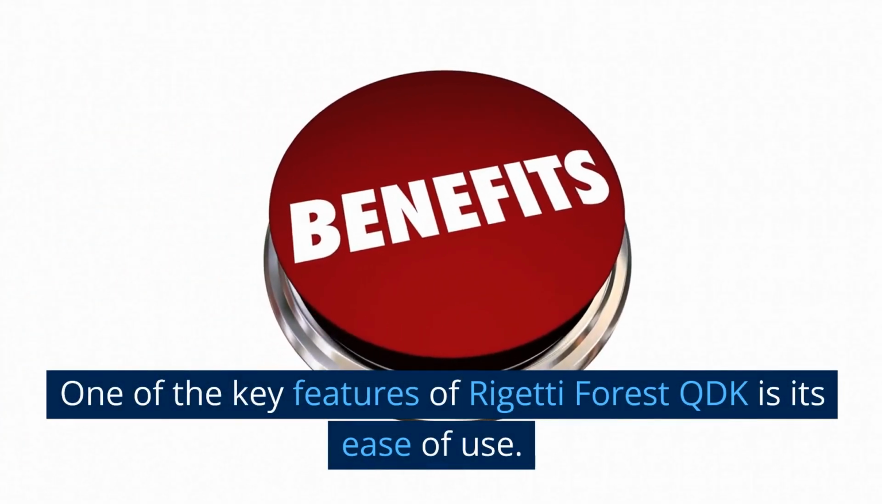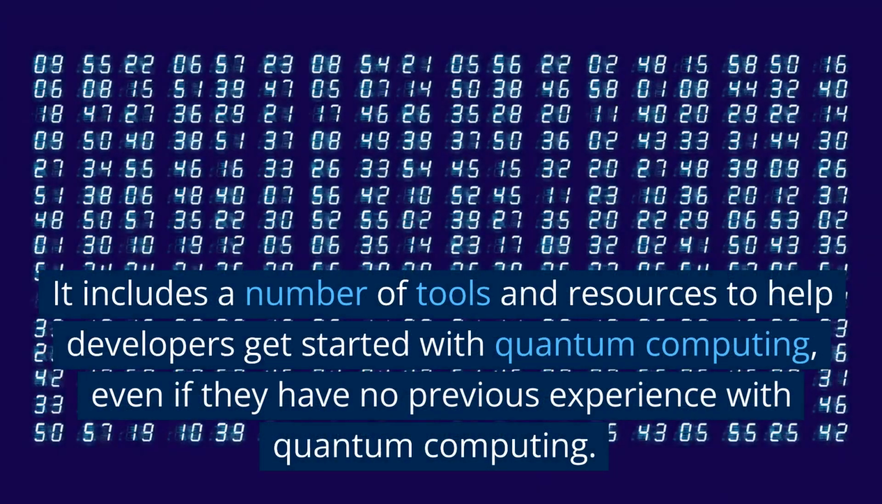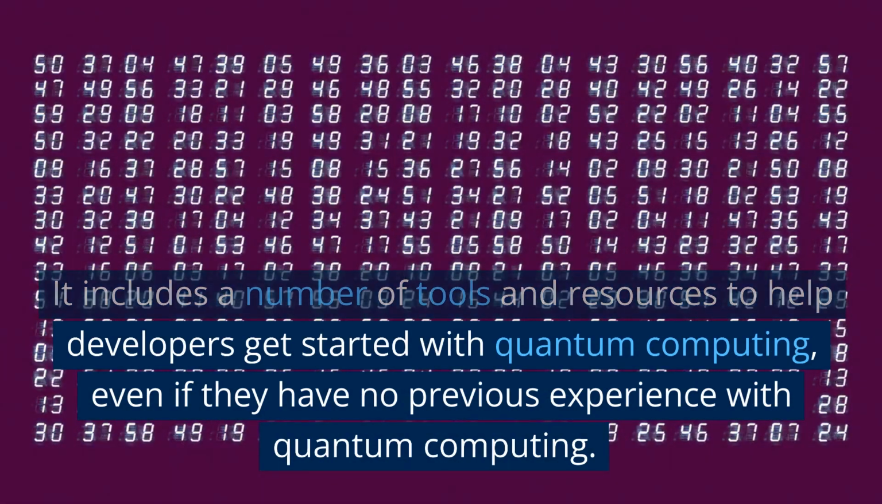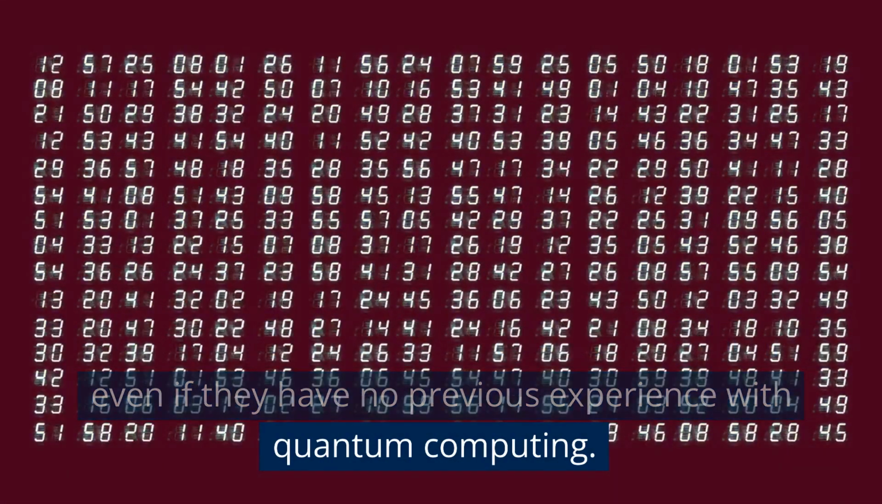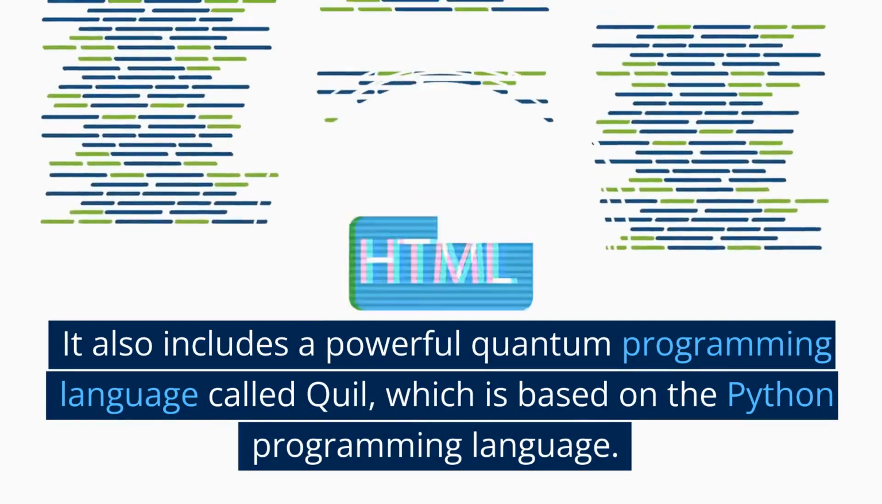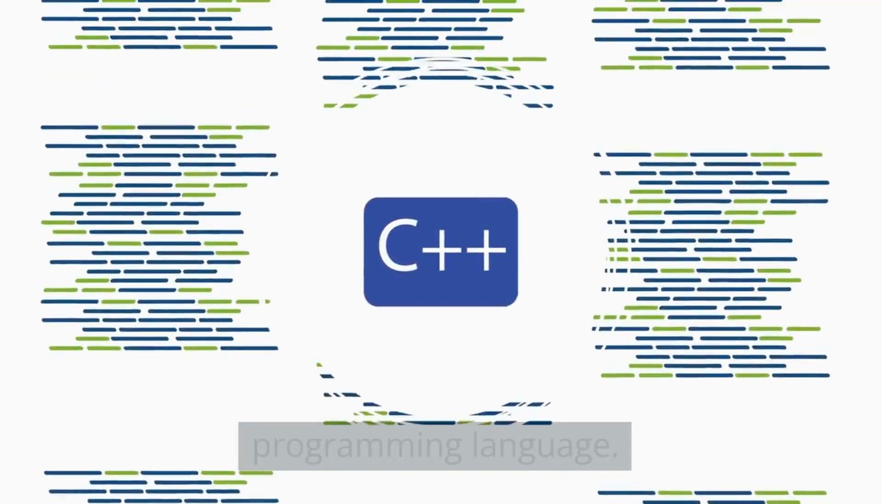One of the key features of Rigetti Forest QDK is its ease of use. It includes a number of tools and resources to help developers get started with quantum computing, even if they have no previous experience with quantum computing. It also includes a powerful quantum programming language called Quill, which is based on the Python programming language.